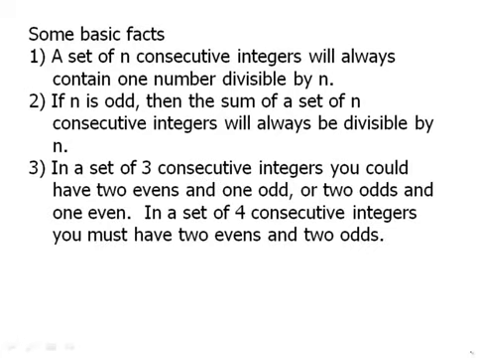In a set of 3 consecutive integers, you could have 2 evens and 1 odd, or 2 odds and 1 even, depending on where you start. So if you're told you have 3 consecutive integers, you don't exactly know how many evens and how many odds without being given some other piece of information, like the starting value or the middle value. If you have a set of 4 consecutive integers, you know you absolutely have to have 2 evens and 2 odds. In fact, that extends: if you have an even number of consecutive integers, then within that set, the evens and odds have to be evenly divided.